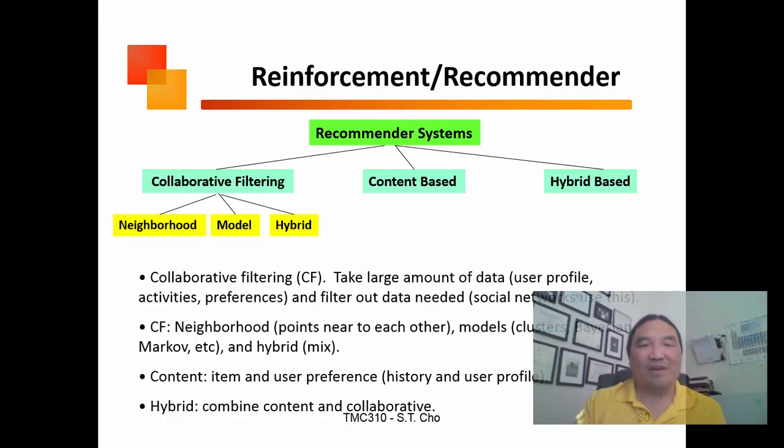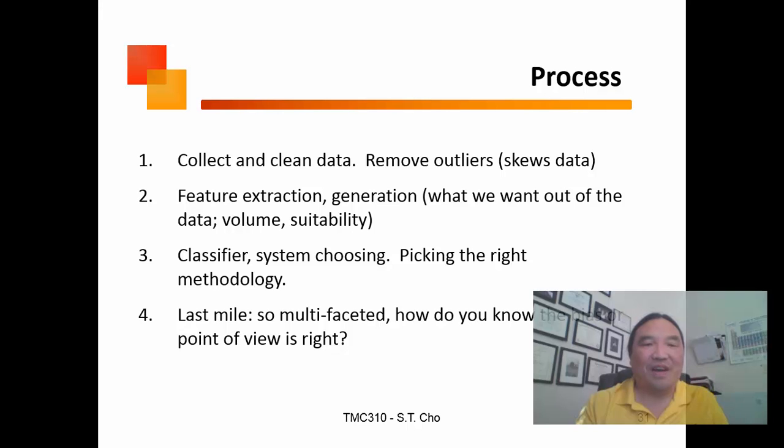But essentially in terms of recommender systems, which are also reinforcement, there are three different techniques: collaborative filtering, content-based, and hybrid-based. No, hybrid is a combination of collaborative and content. And so collaborative filtering is about figuring out how to filter out the data that you actually need, and content-based is essentially looking at user profiles. And so the process they use is you collect and clean the data, you extract what you need. Once you extract what you need, you have to classify it. It's just like with your files. What do you do? You put them in folders.